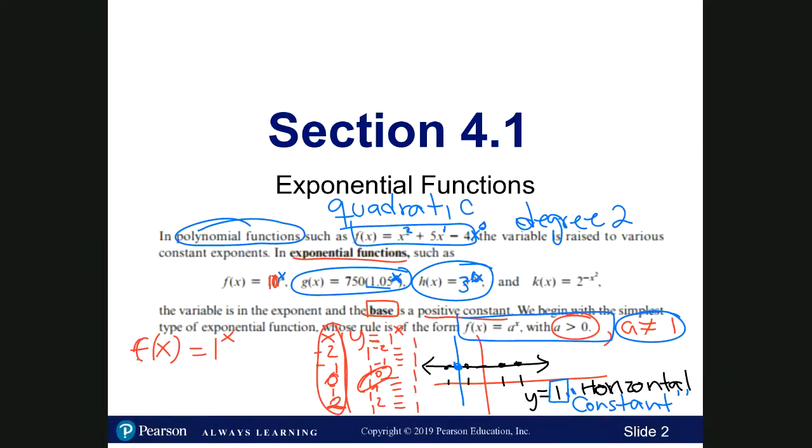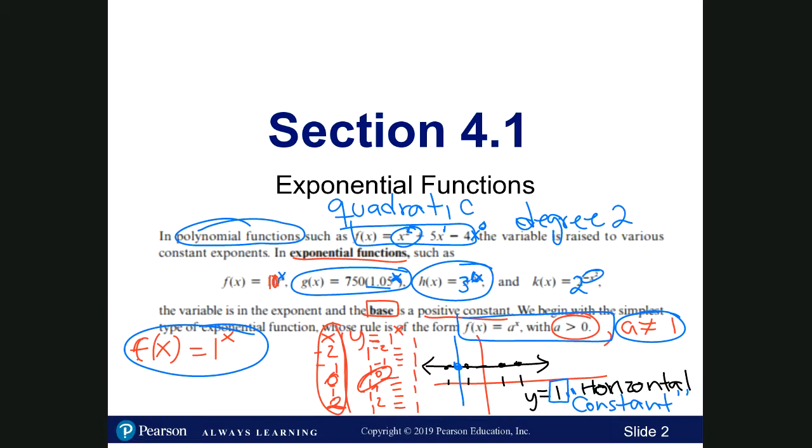Now the next one doesn't look exponential at first sight because we have x squared, so we might be thinking that's a polynomial. But the fact that negative x squared is the exponent of the base 2 makes it also an exponential function. So those 4 are all exponential functions. This one is not. That is a constant function.